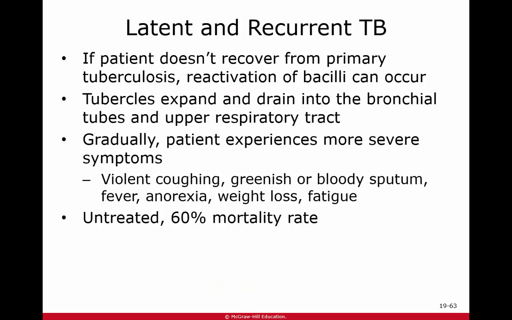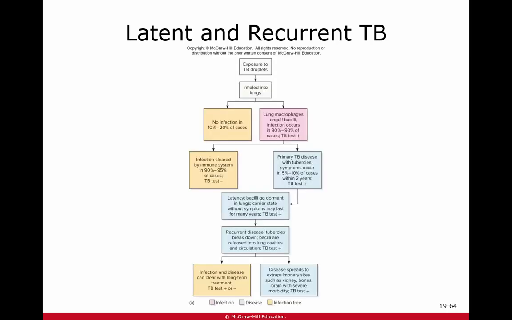Okay, so if a patient does not recover from primary tuberculosis, reactivation of bacillus can occur. Tubercles will expand, will drain into the bronchial tubes in the upper respiratory tract. Gradually, the patient will experience more severe symptoms such as violent coughing, greenish or bloody sputum, fever, anorexia, fatigue, weight loss. And if left untreated, there is a 60% mortality rate. Okay, that is high. 60% mortality rate.